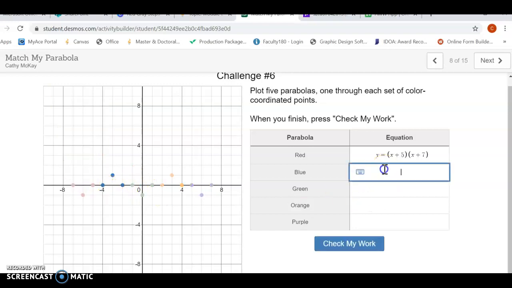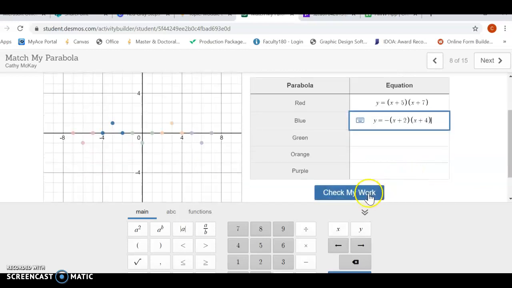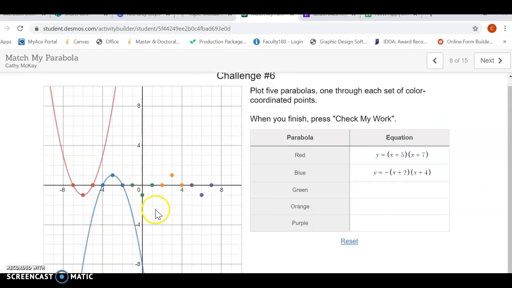Okay, so now let's go ahead and try the blue one. The blue one is going upside down, and so we know it's got to be negative. And so I noticed that the 2 points, one is at a -2 and one is at a -4. So it's going to be y equals, and I'm going to put a negative sign in front of it, and then I'm going to do x + 2 and x + 4. And let's go ahead and give it a try. And look at that, my blue one works.